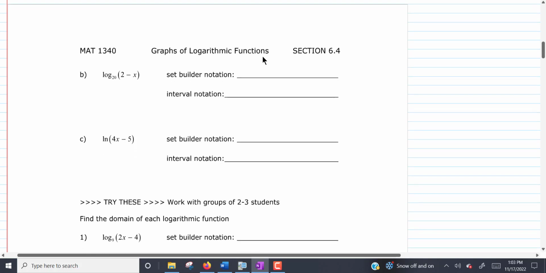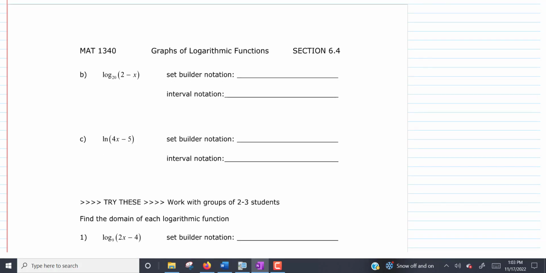If you're asked to find the domain of a logarithmic function, you look at the argument. It doesn't matter what the base is. On part B on the next page, you would do 2 minus x greater than 0. Then you would have to solve that inequality. If I solve this inequality, I'm going to subtract 2 from both sides. That will give negative x greater than negative 2.